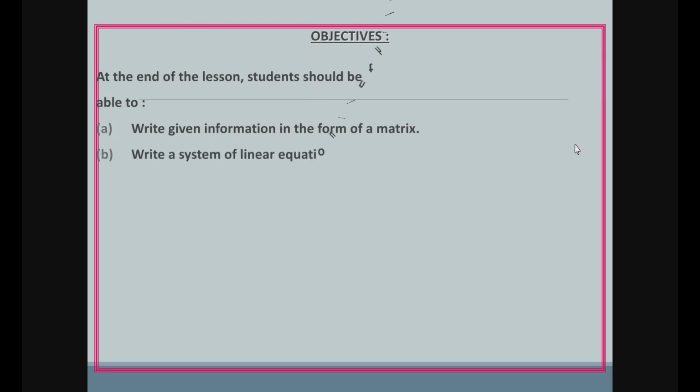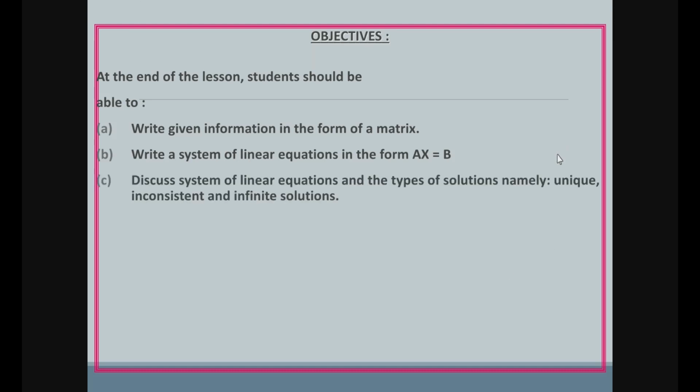You can write a system of linear equations in the form of Ax equal to B. You can discuss system of linear equations and the type of solution, namely unique, inconsistent, and infinite solutions.